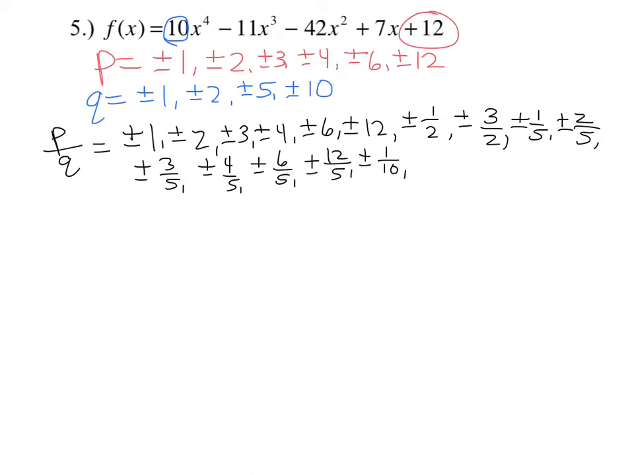So I'll have 1/10, 2 divided by 10 reduces to 1/5, which I already have. 3/10, 4/10 would reduce to 2/5, which we already have. 6 divided by 10 would reduce to 3/5, which we already have. And 12 divided by 10 would reduce to 6/5, which we already have. So there's my list of possible zeros.